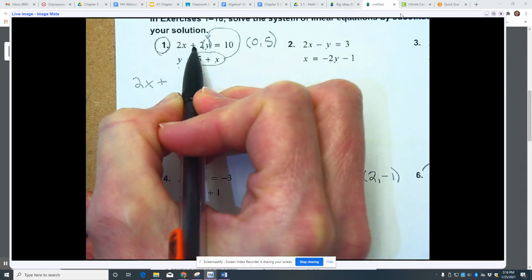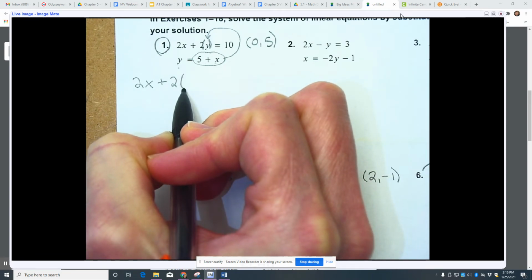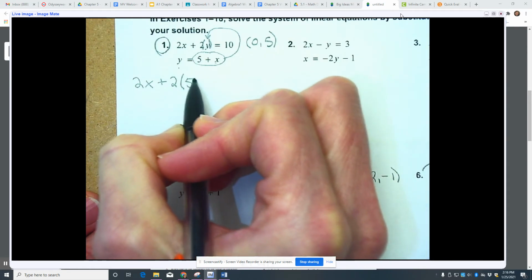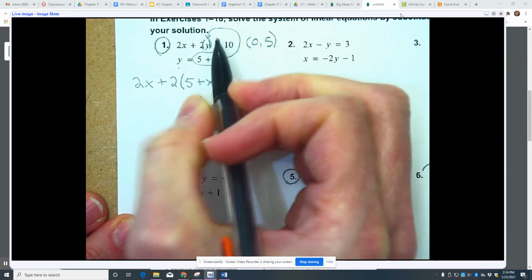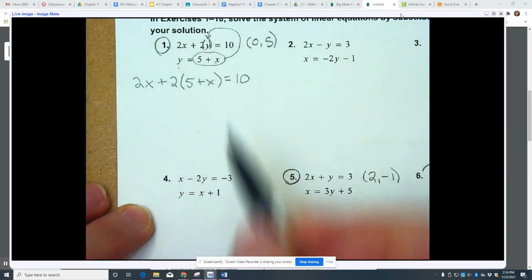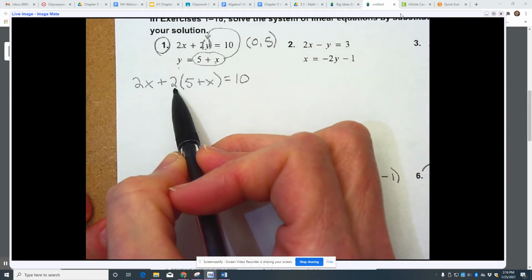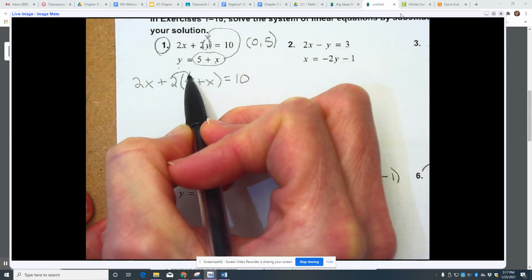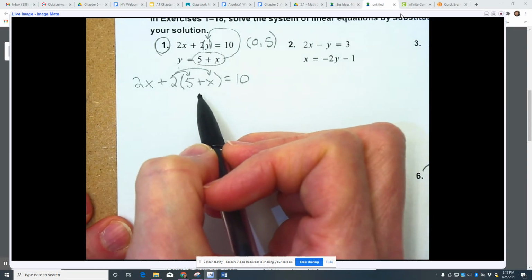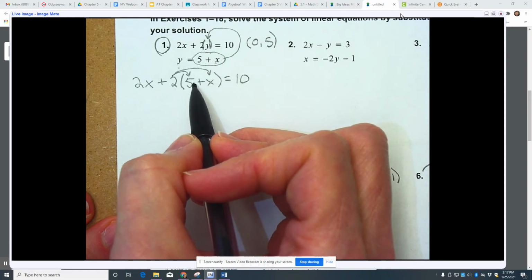So let's rewrite this equation. 2x and plus, that's all a copy job. 2, don't forget that 2, parenthesis, substitute in 5 plus x for the y. That's why it's called substitution. Right parenthesis equals 10. Do not skip this parenthesis step. You can see right here, when I have 2 outside parentheses, that's the distributive property. If I didn't have that parenthesis there, I would think that was 25, and that would not be right. So don't skip these parentheses.